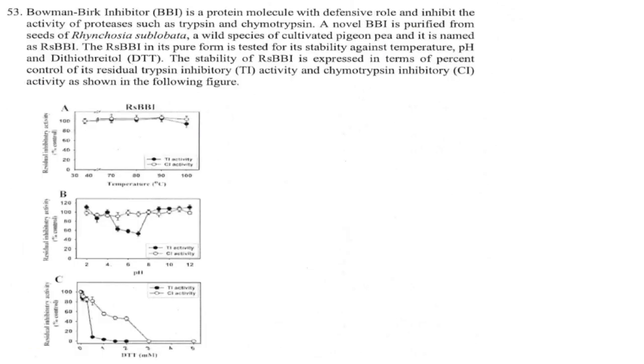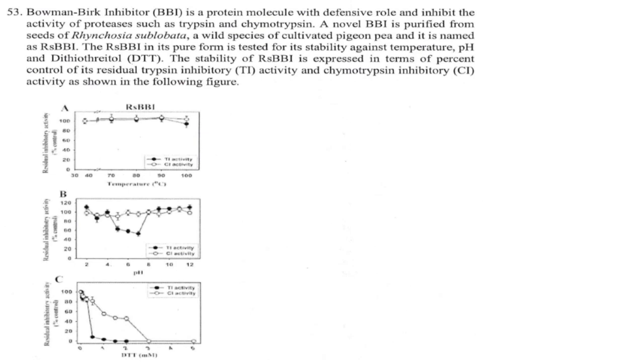Then next one. Bowman-Birk inhibitor is a protein molecule with a defensive role and inhibits the activity of proteases such as trypsin and chymotrypsin. A novel Bowman-Birk inhibitor is purified from seeds of Rhynchosia sublobata, a wild species of cultivated pigeon pea, and it is named as RSBBI. The RSBBI in its pure form is tested for its stability against temperature, pH and DTT. The stability of RSBBI is expressed in terms of % control of its residual trypsin inhibitory activity and chymotrypsin inhibitory activity.